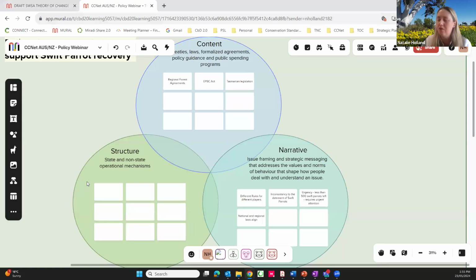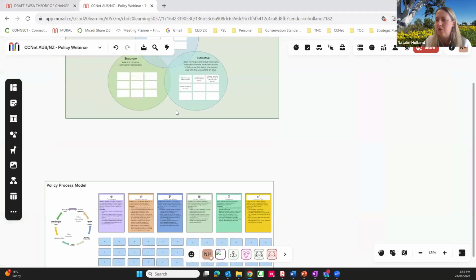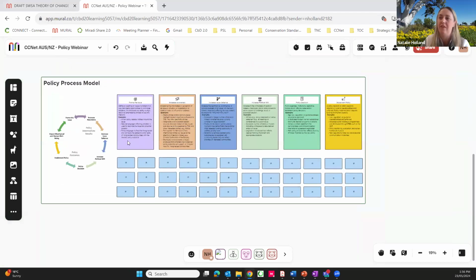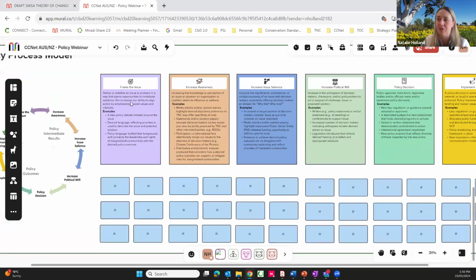Yeah. So I'll just show you down the bottom here in the mural I had added, though we won't have time to do it today, an exercise around thinking about what some of those intermediate results could look like for each of those parts of the policy process model. So framing the issue, increasing awareness, increasing issue salience or the importance and relevance of the issue, increasing political will, then getting to the policy decision and the implementation.